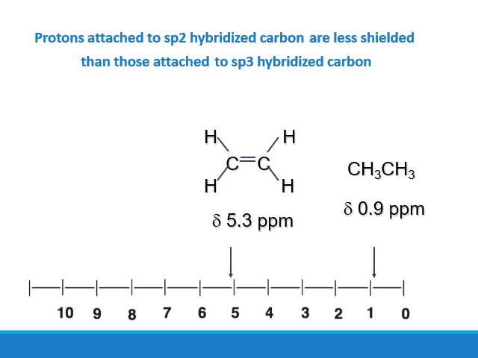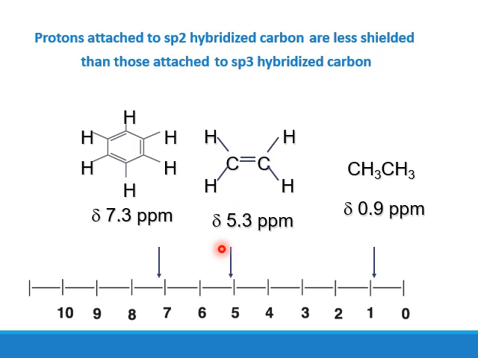In addition to having an electronegative atom or not, the hybridization of the central atom, for example here carbon, will affect the shielding. sp2 hybridization will have less shielding in comparison to sp3 hybridization. So that's why when the hydrogen is bonded to a carbon with sp2 hybridization, the chemical shift will be higher.